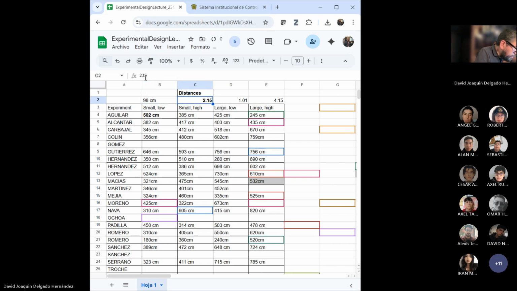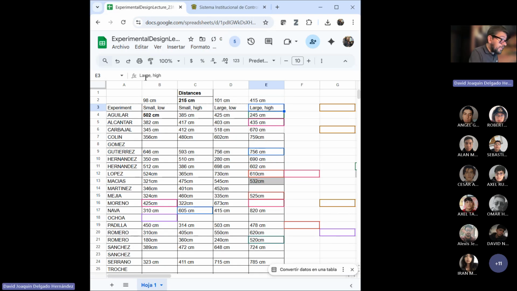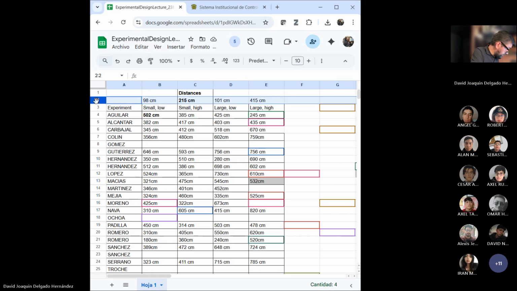So if I want to put this in centimeters, it should be 98, 215, 101, and 415 centimeters. Okay. So let us compare with your results. Okay. So let us put here another.